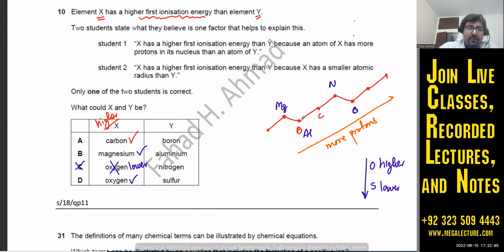So student 1 explanation is fine for option A. Student 1 is correct, right? Because moving across the period, you've got carbon and boron over here, so you've got more protons, which is why it's harder to remove electrons from this one. It's clear that student 1 is correct for option A. Is that clear? Yeah.